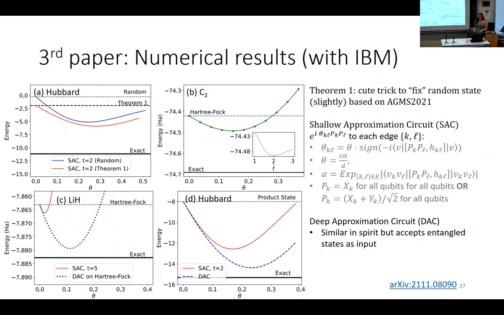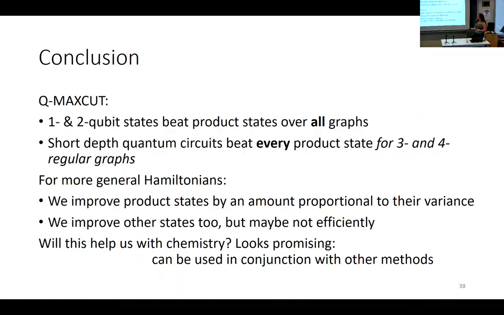That's promising, although not necessarily groundbreaking. Okay, so in conclusion, for quantum max cut, we showed that we can get beyond product states by just extending our notion of product states to 2-qubit entangled states. And that gives us a way to beat product states over all graphs. And then we also showed a circuit that allowed us to beat every product state, but only for a restricted class of graphs. And again, I think that would work in general. It's just hard to prove. And then when we talked about more general Hamiltonians, we can improve product states by an amount proportional to their variance. And we can also improve other states, entangled states, but perhaps not efficiently.